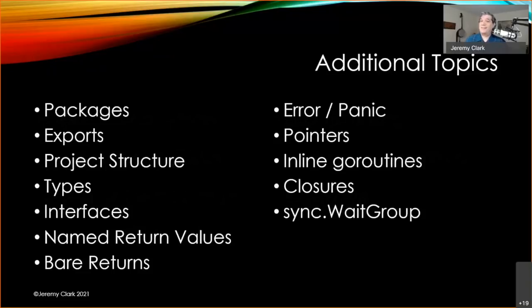There are a lot more topics. So again, this is a very quick tour, talking about how packages work. I can write custom code and bring in a package like a library. How exports work. I talk a little bit about the capitalized versus not capitalized. Project structure, types, interfaces in more detail. Named return values. You can actually put a name on your return type in addition to just the type, and bare returns go along with that. The code tour actually mentions those. The difference between errors and panics, pointers, inline Go routines, which is an anonymous function that has closures. There's a lot of really cool stuff out there.